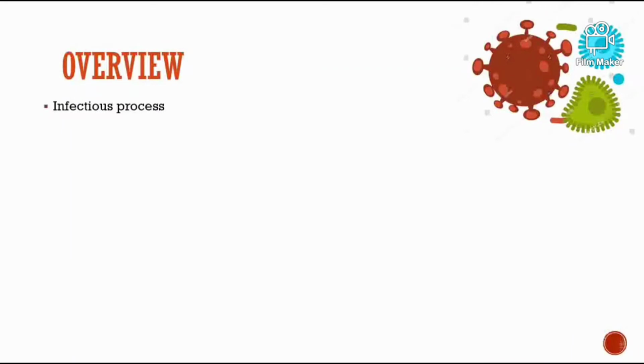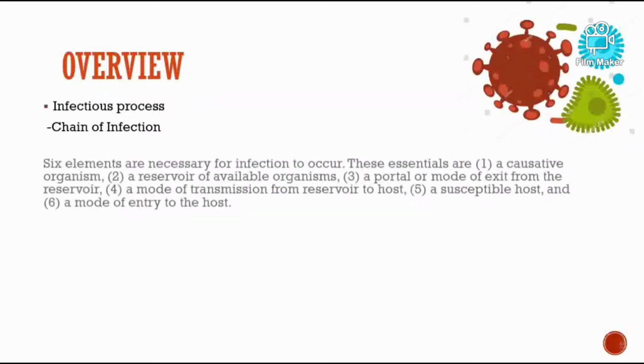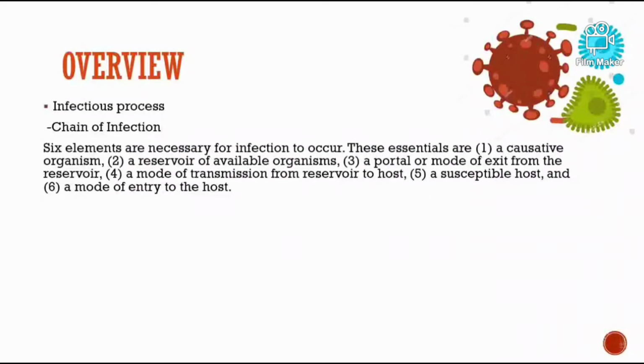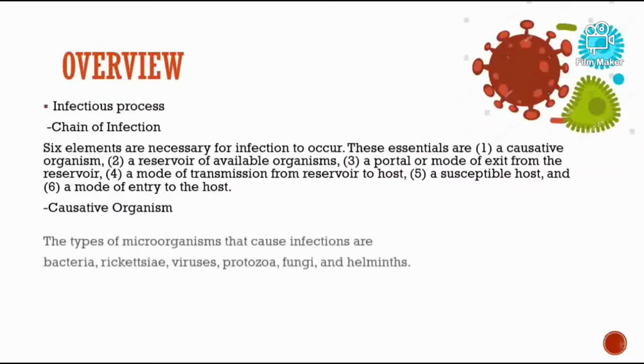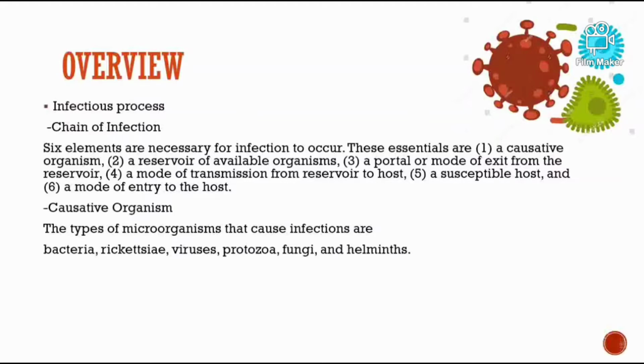The infectious process has a chain of infection, and the chain of infection is composed of 6 elements that are necessary for infection to occur. Number 1 is the causative organism. Number 2 is the reservoir of the organism. Number 3 is the portal or mode of exit from the reservoir. Number 4 is the mode of transmission from reservoir to the host. Number 5 is the susceptible host. And number 6 is the mode of entry to the host. The causative organisms are composed of bacteria, rickettsiae, viruses, protozoa, fungi, and helminths.